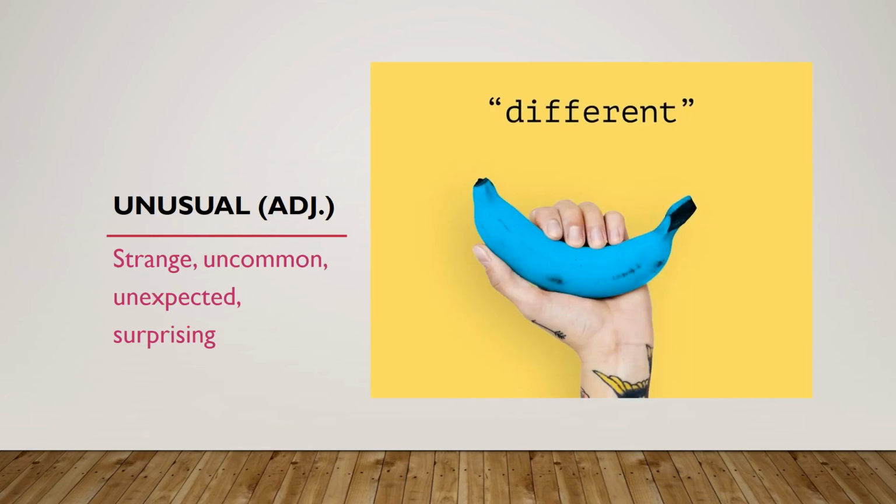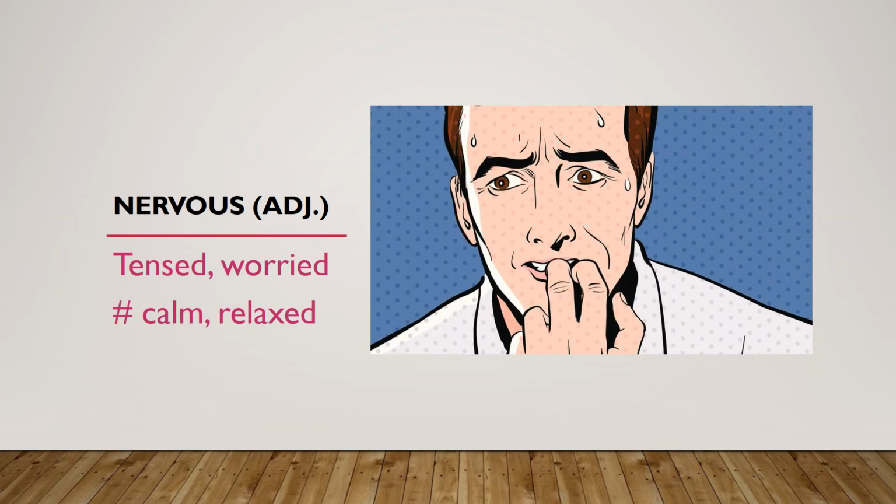Unusual means strange, uncommon, unexpected, different, even surprising. Nervous is an adjective which means tensed, worried.